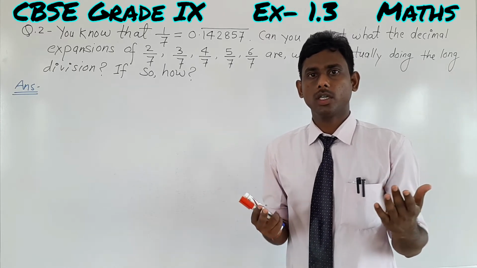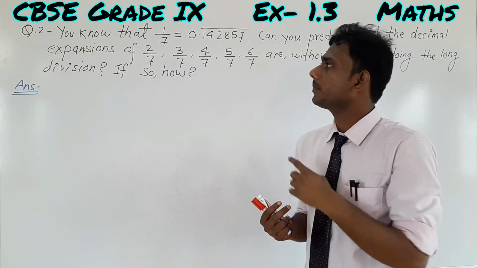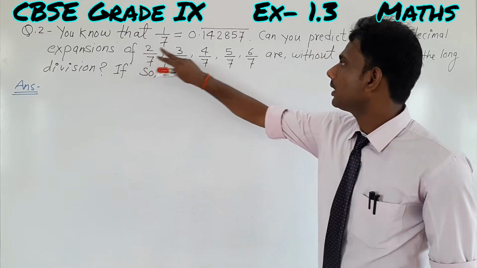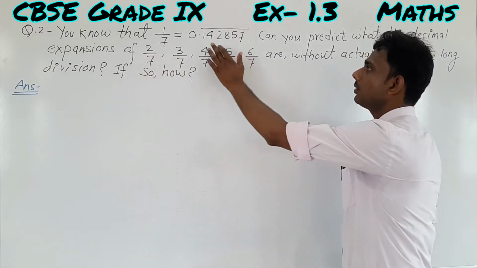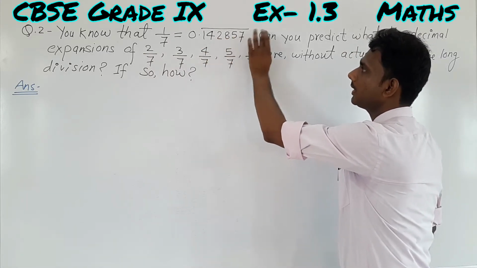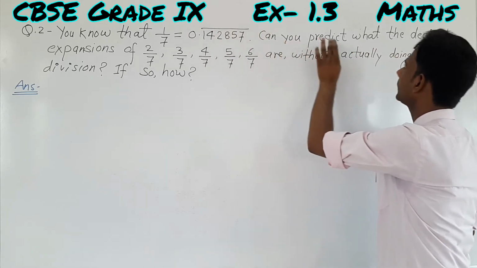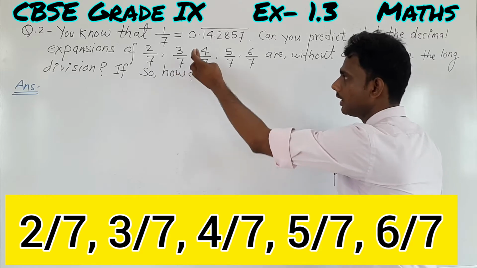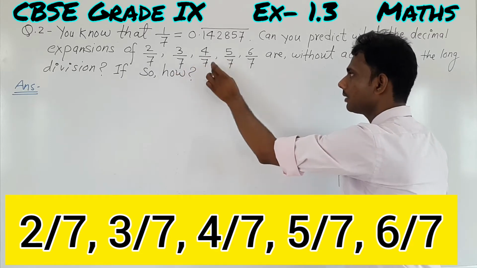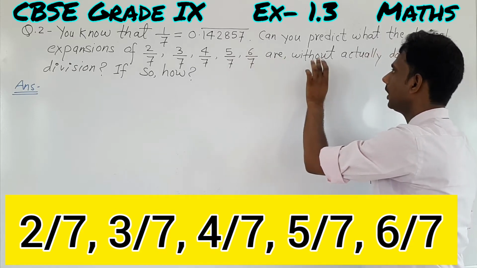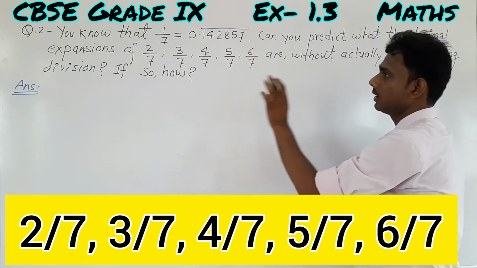Today we are going to solve exercise 1.3 question number 2. Question is, you know that 1 upon 7 equals 0.142857 bar. Can you predict what the decimal expansion of 2 upon 7, 3 upon 7, 4 upon 7, 5 upon 7, 6 upon 7 are without actually long division?